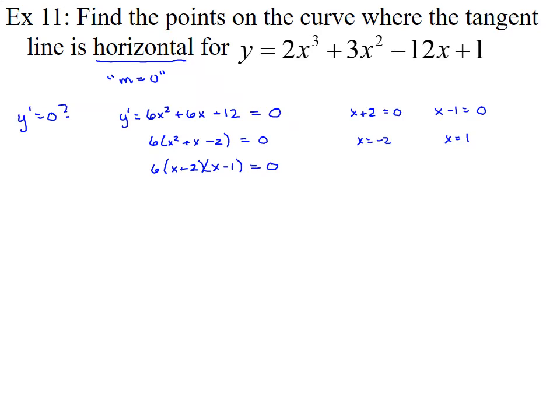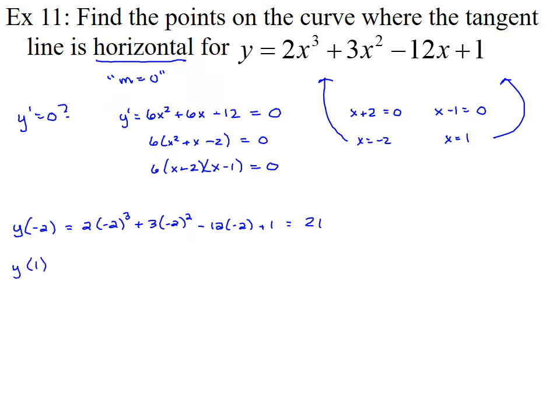Since it wants the points on your homework, you're going to have to also find the y values of those x's. So just plug these x's back into the original function. That way you can get their y's. So let's find y of -2 first. That'll be 2 times -2 cubed plus 3 times -2 squared minus 12 times -2 plus 1, which is going to end up equaling, let's see, quick little mental math here, that's going to end up being 21.